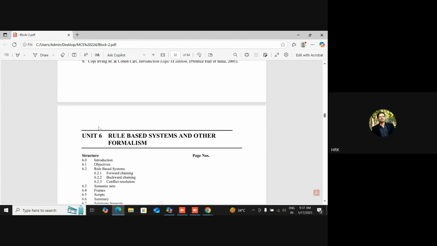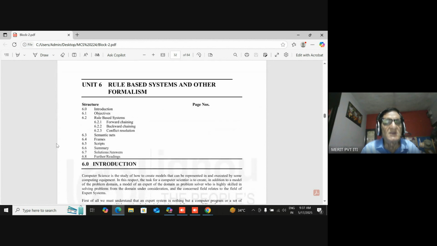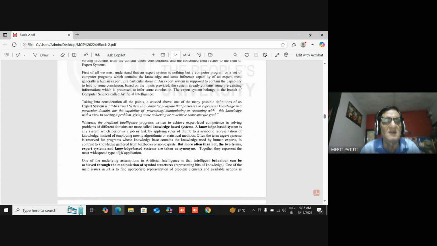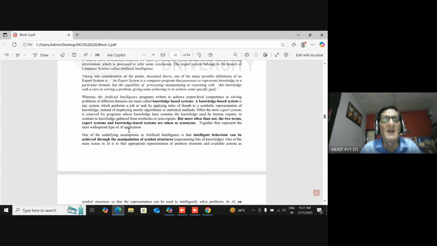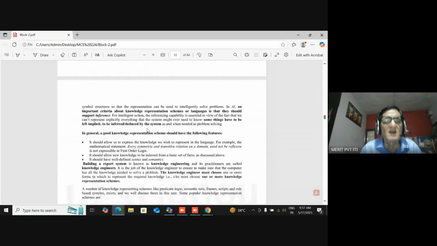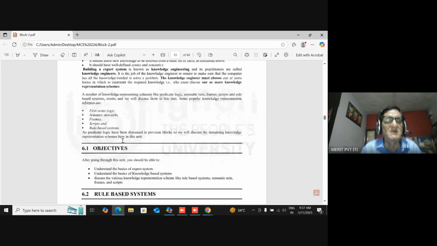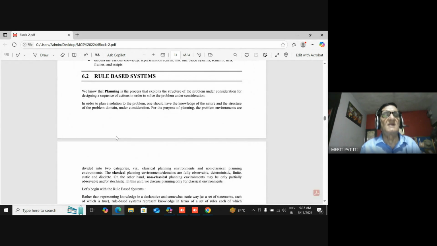Okay. So this is a rule-based system, forward chaining, backward chaining, conflict resolution, semantic net, frame, script, summary, etc. So computer science is the study of how to create models and all that. So that's where expert systems and knowledge-based systems are taken as synonymous. So you will see first order logic, semantic network, frames, scripts, and rule based system. Now let us take rule based system.